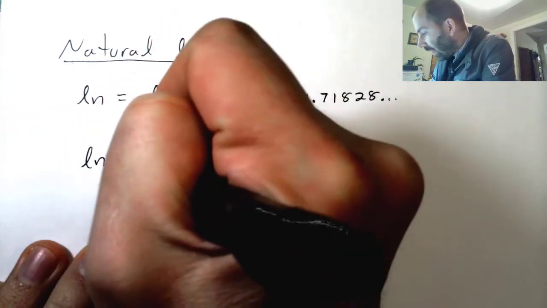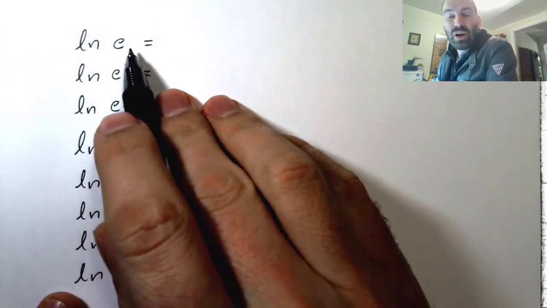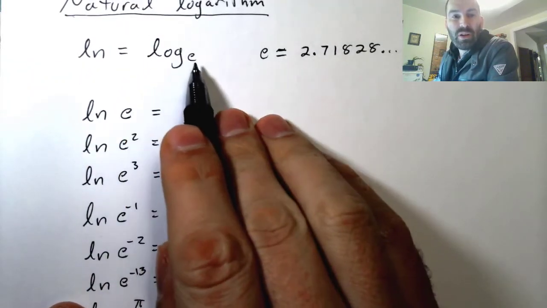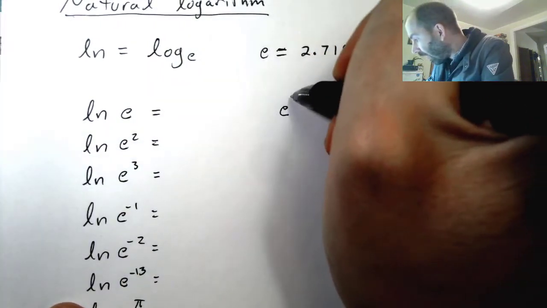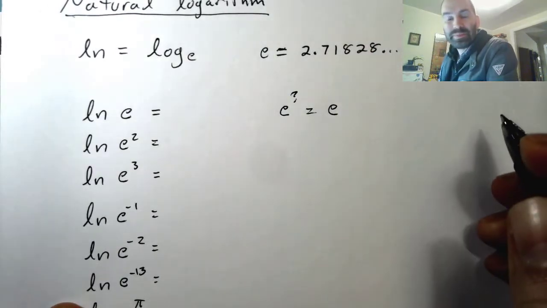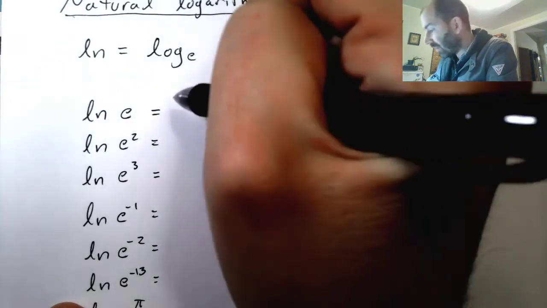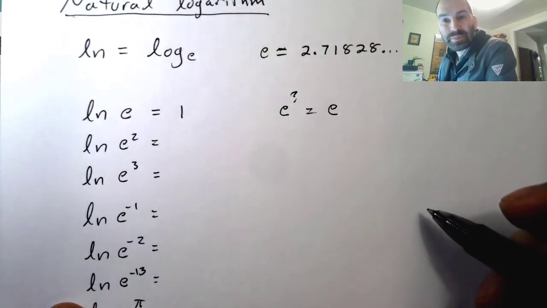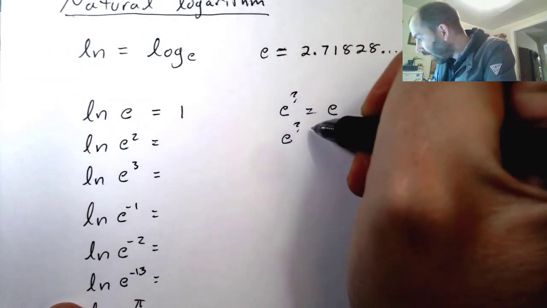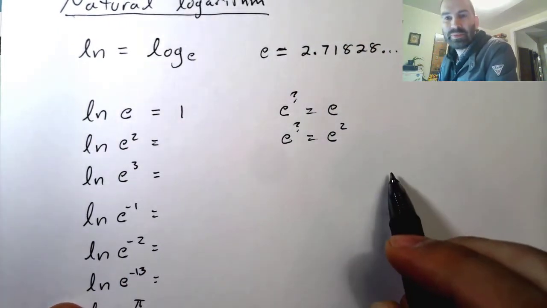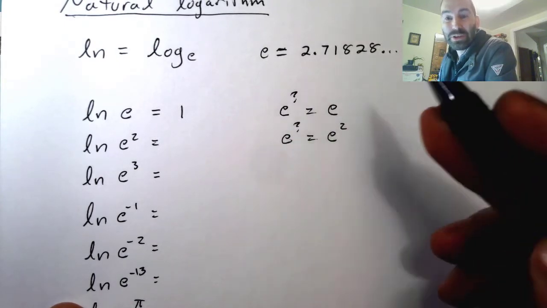So what would ln of these values be? What's the natural logarithm of e? Well, remember, this is log base e, so this is asking e to the what equals e. Anything raised to the 1 power is itself, so that must be 1. Okay, what about natural log of e squared? e to the what equals e squared? Well, it's kind of obvious. What does this number have to be so that this looks like this? It needs to be a 2.